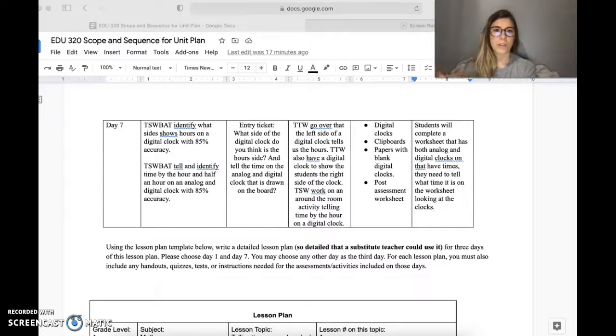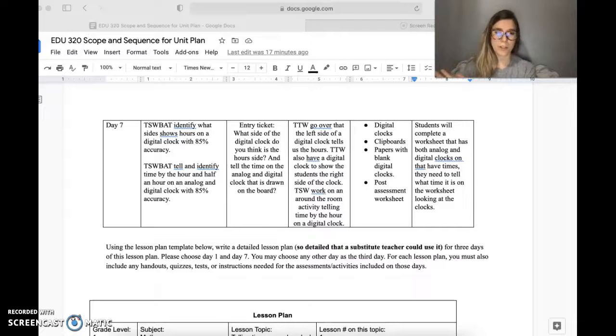And the teacher will go over again that the left side of the digital clock tells the hours, and I will have a digital clock to show them. And they will also again work on an around the room activity, going to each clock, telling the hour.